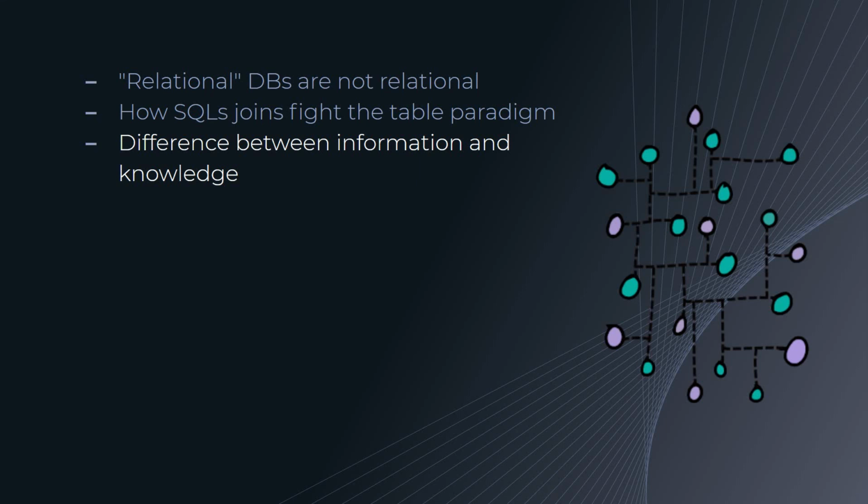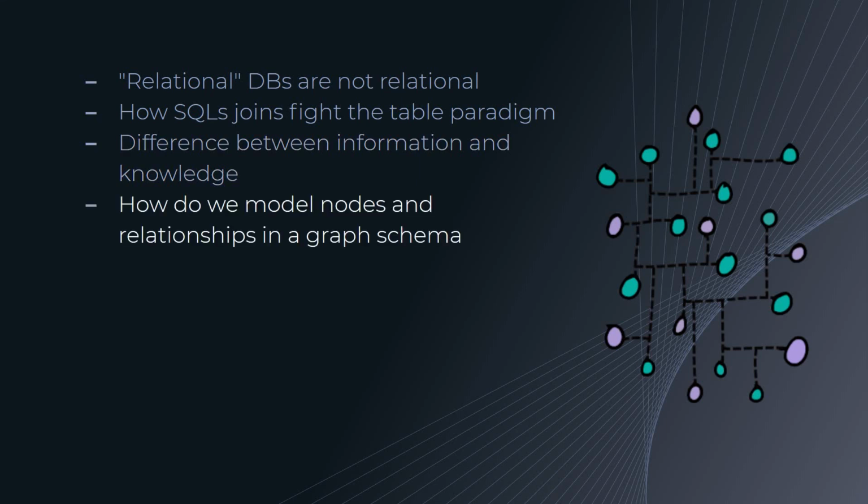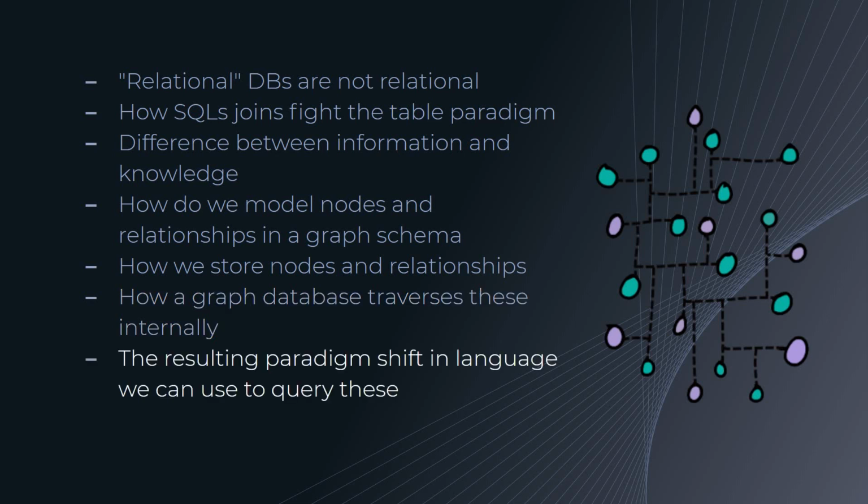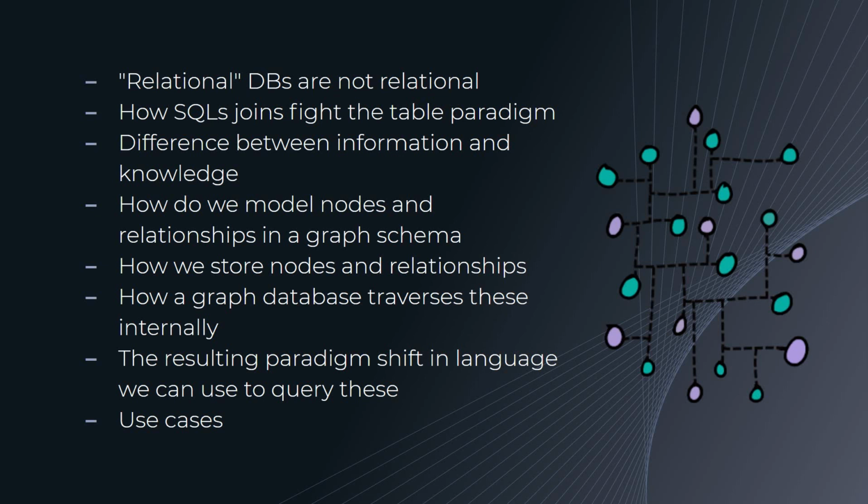But we've seen how these relationships are really important, and so we've talked about the difference between information and knowledge, and how the latter really comes from the relationship between the dots. We've covered how we model nodes and relationships in a graph schema, how we store these, and how a graph database traverses these internally, and the resulting paradigm shift in language we use to query these. And lastly, we've covered a huge range of use cases that are traditionally modeled in tables, but that can be both simpler and more powerful when modeled with richer data on their relationships. I hope you've enjoyed this talk and now are feeling comfortable to explore graph databases more fully.